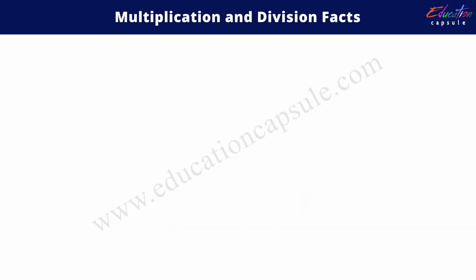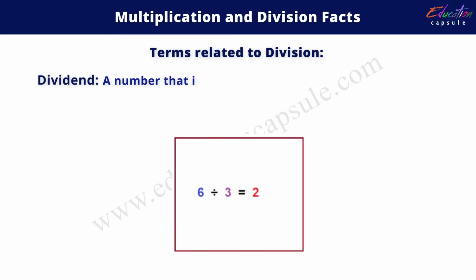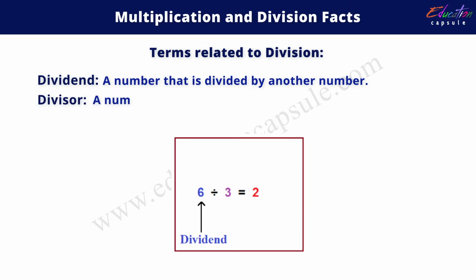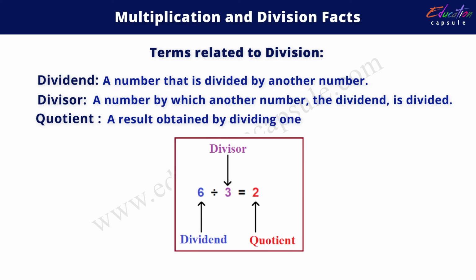Now what are different terms related to division? The very first one is dividend. A number that is divided by another number is known as dividend. Next is divisor. A number by which another number, the dividend, is divided. Next is quotient. A result obtained by dividing one number by another is known as quotient.